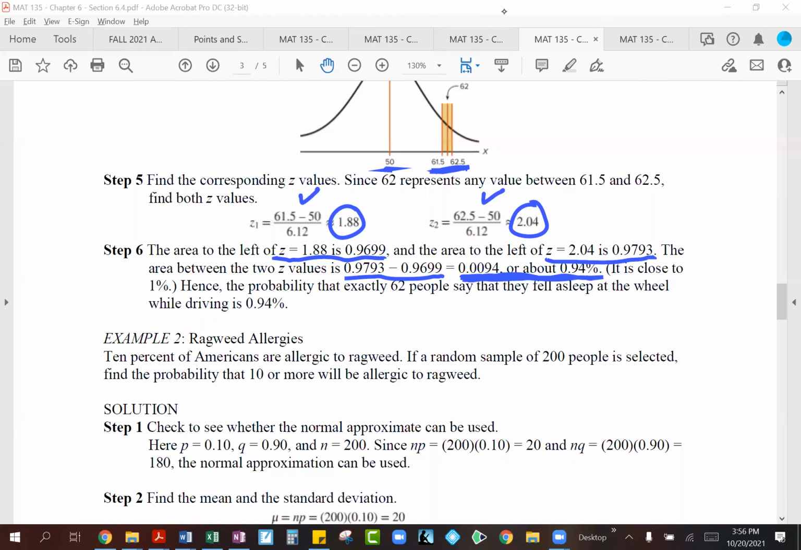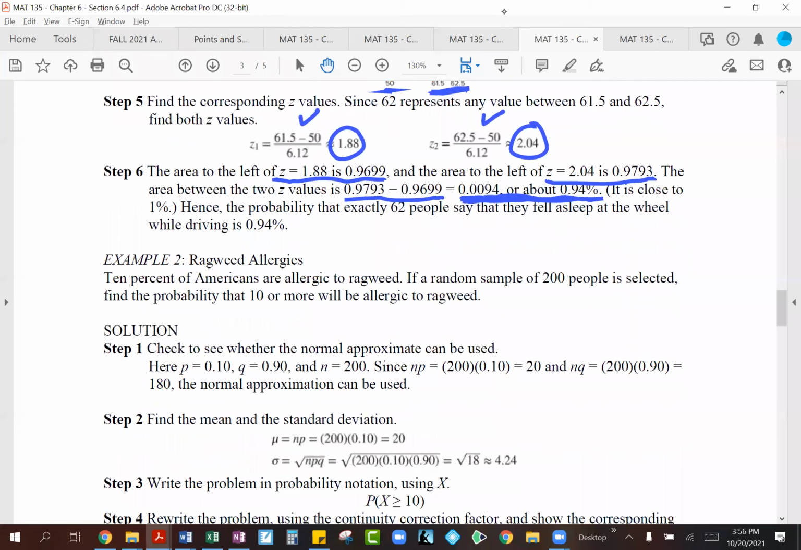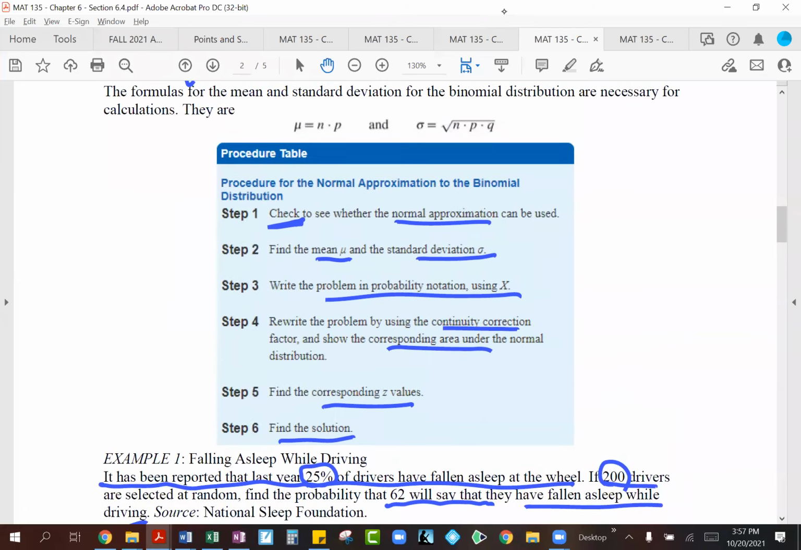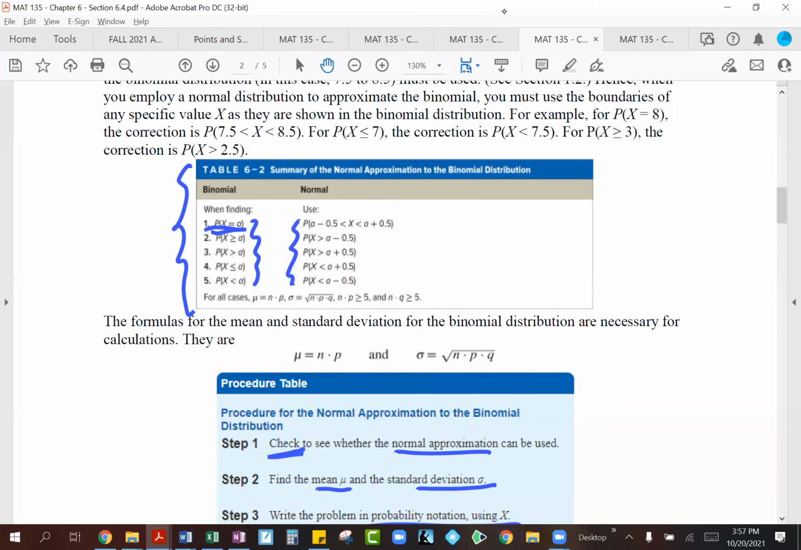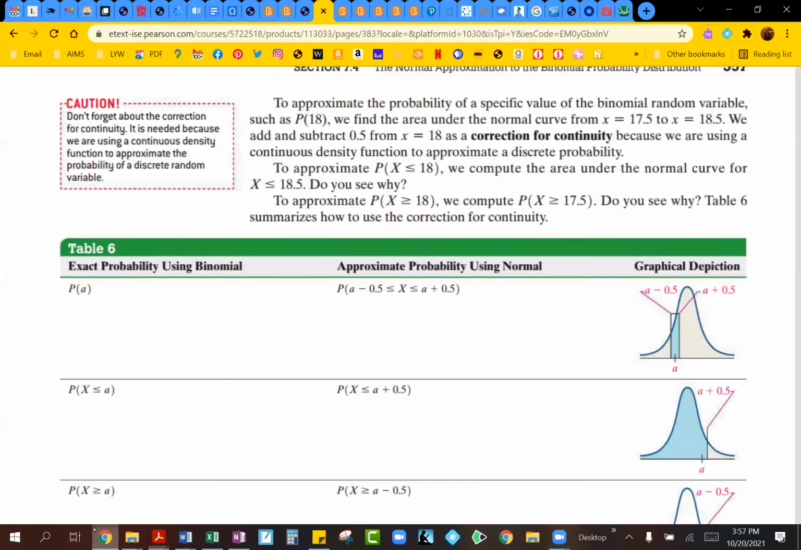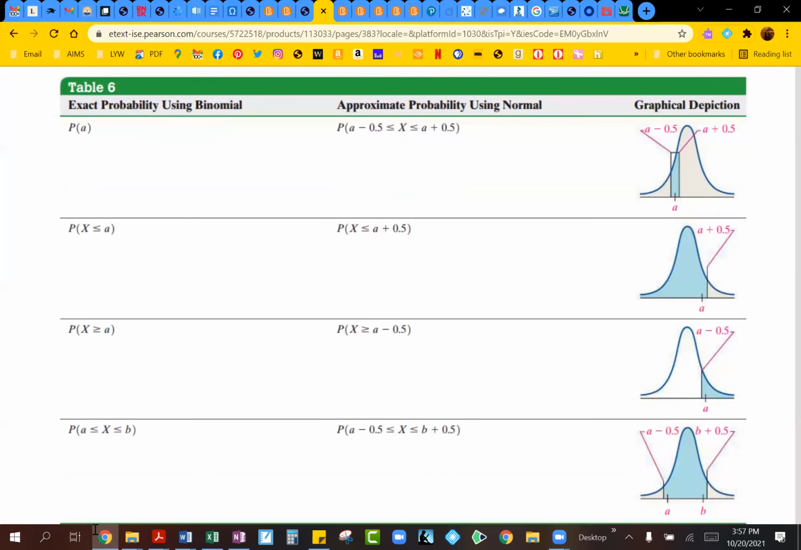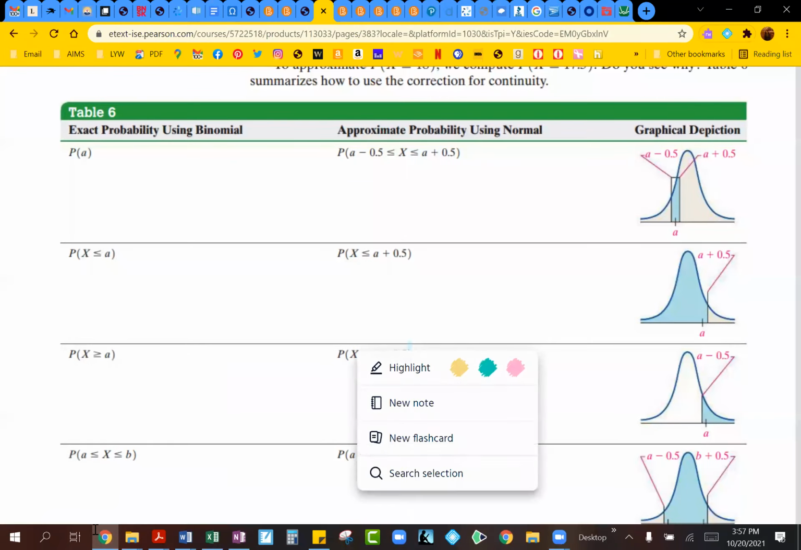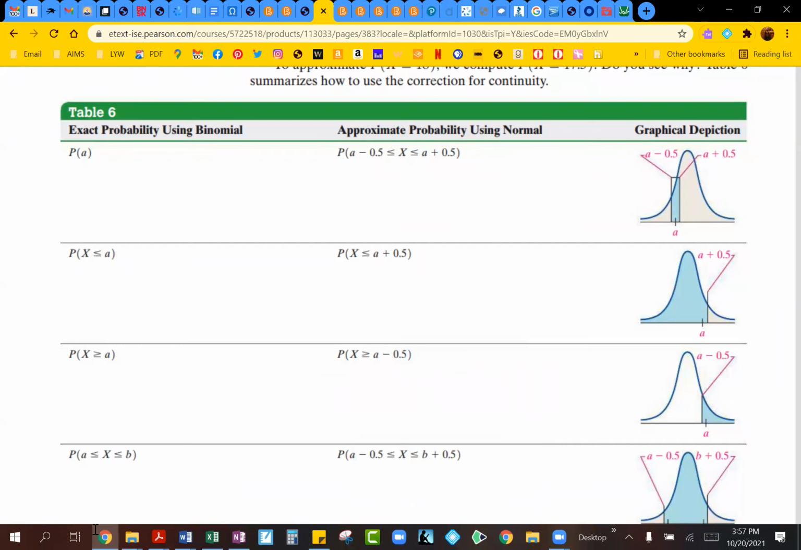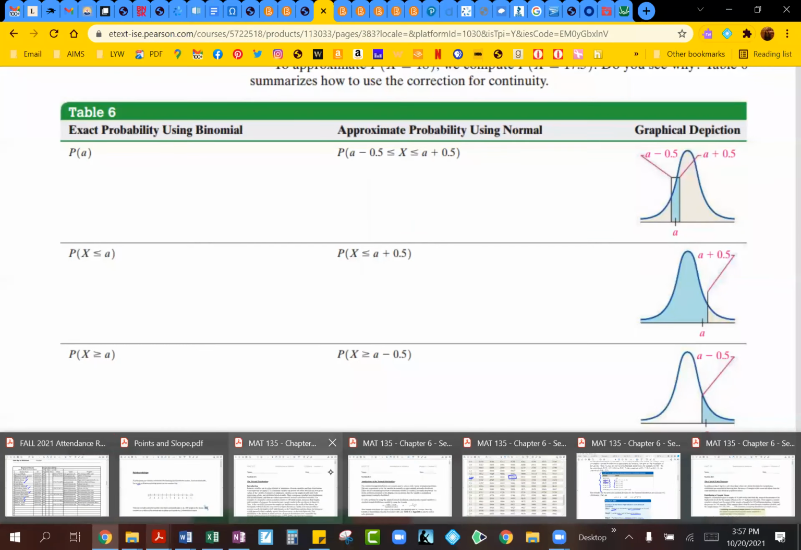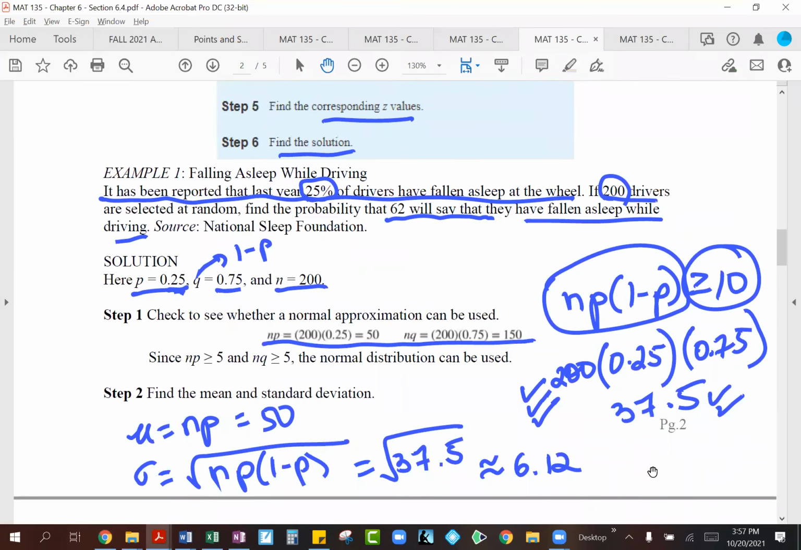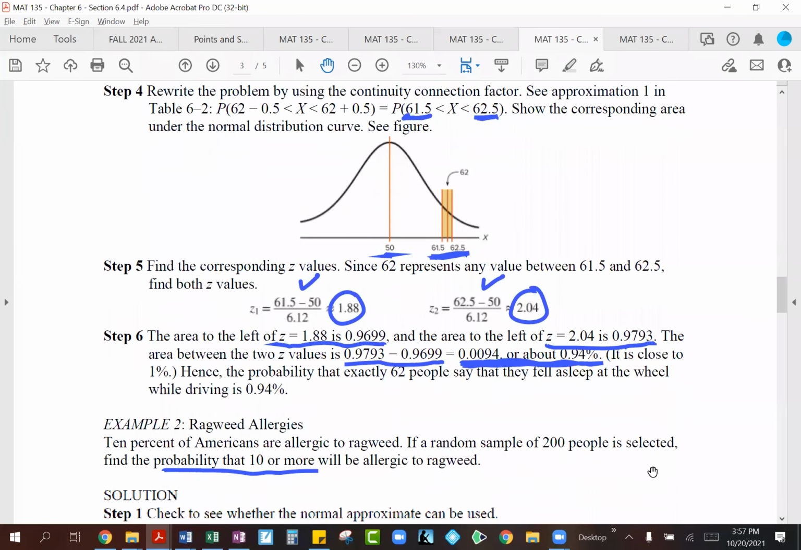So you will see again, guys, there are different types of examples. Now, this one is saying, what is the probability that more than 10 or more people will say they are allergic to ragweed? So now this is 10 or more people. So that's actually an option for number 2 over here, or, I guess it's number 3 in your textbook. So what's the chance that more than 10 people will say that they have allergies to ragweed?